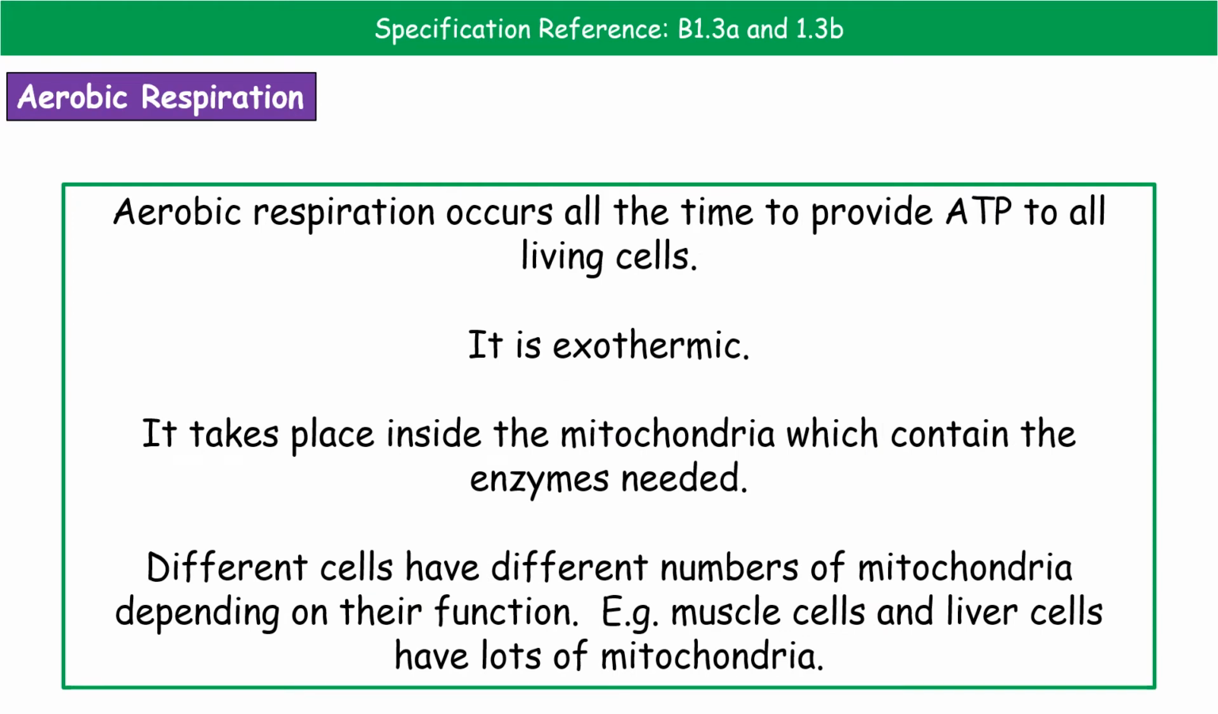Now, that leads us very nicely on to the idea of respiration, and we're going to look at both types of respiration in our booster today. The first one is aerobic respiration. Aerobic respiration is the one that's going to happen when we have plenty of oxygen available. This is the respiration of choice, if you like, for organisms, because we get a lot of energy from it. And this is how we're going to provide ATP to all of those living cells.